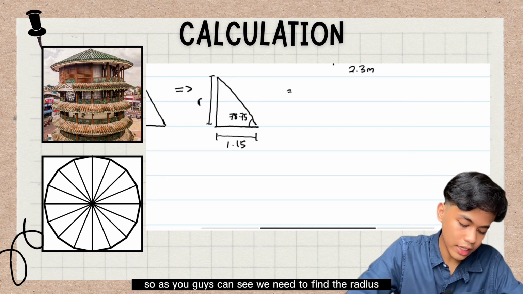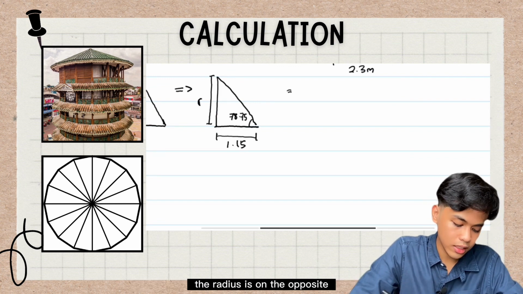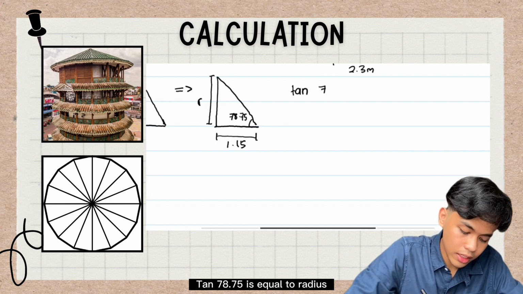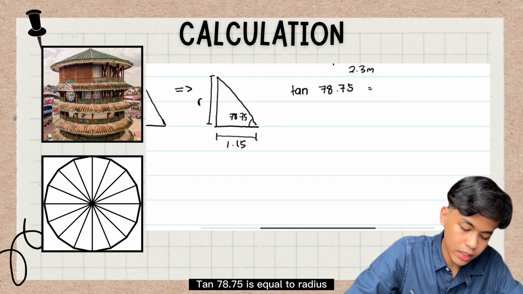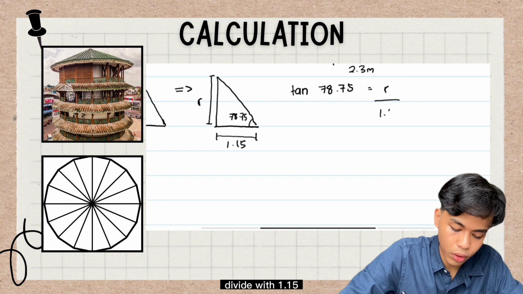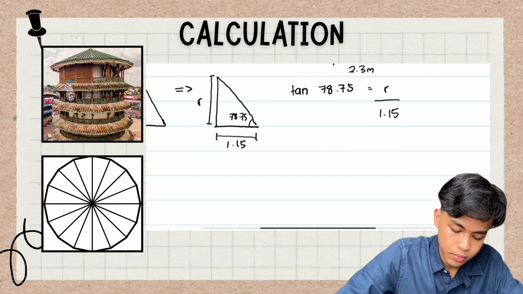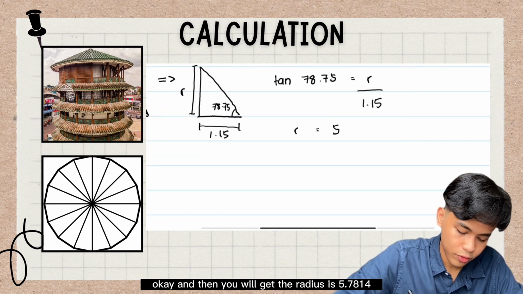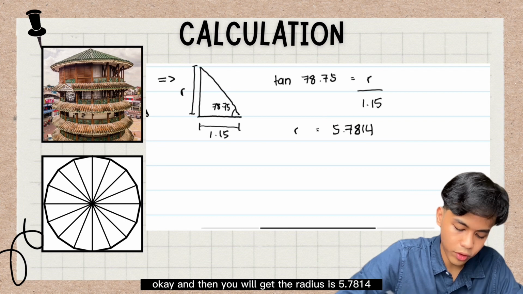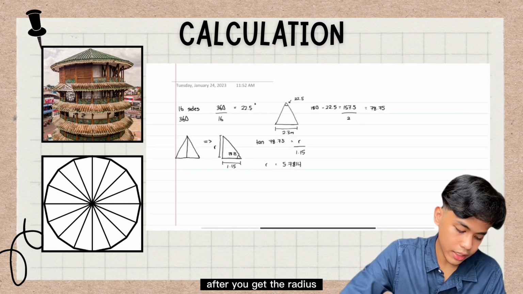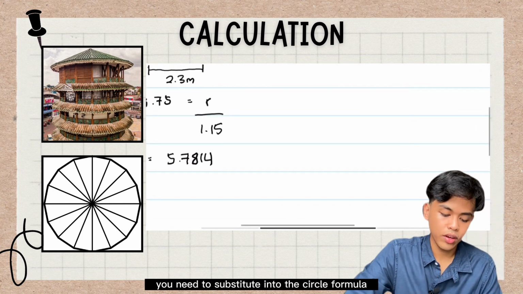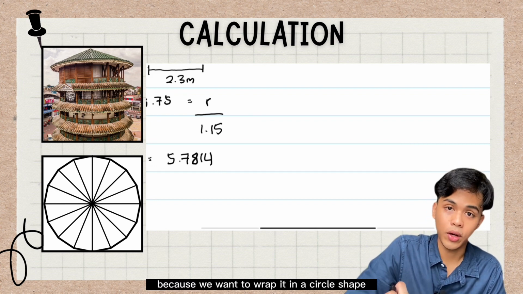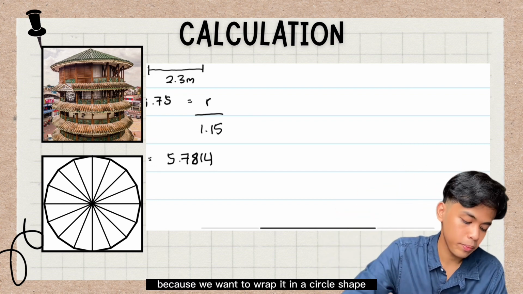So as you can see, we need to find the radius. The radius is the opposite side, so we need to use tan. Tan 78.75 is equal to radius divided by 1.15. Okay, and then you will get the radius is 5.7814. After you get the radius, you need to substitute it into the circle formula, which is 2 pi r, because we want to wrap it in a circle shape.